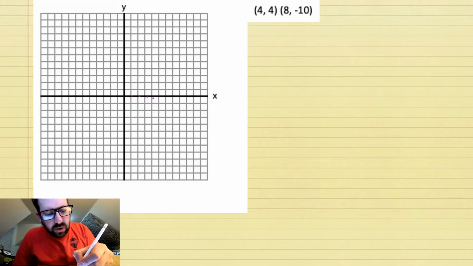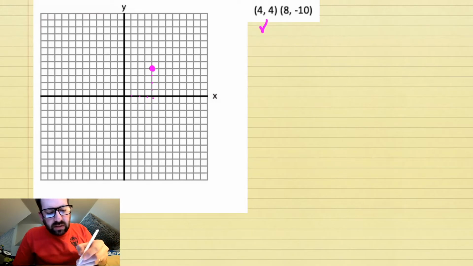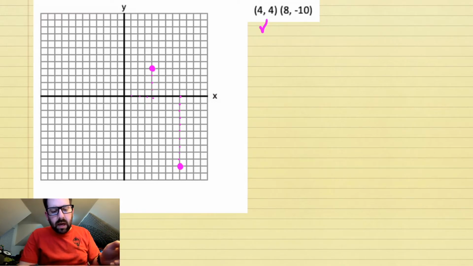(4, 4), so 1, 2, 3, 4, up 4: 1, 2, 3, 4. So there's that first dot. The next one is 8 over, and then 10 down: 1, 2, 3, 4, 5, 6, 7, 8, 9, 10. Now, how I knew to go there so fast.